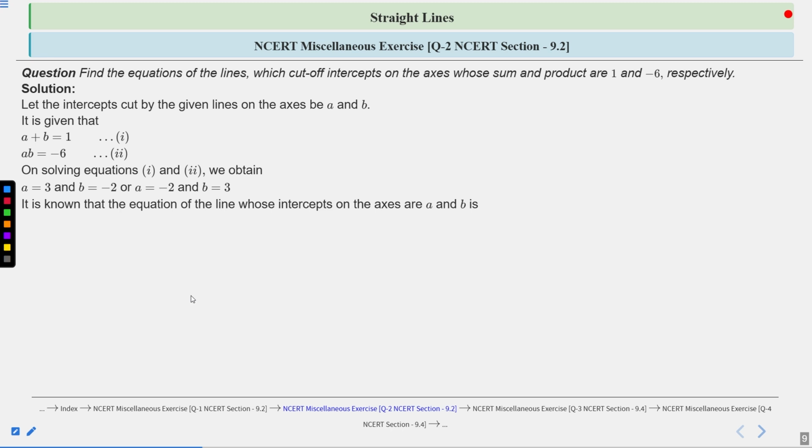All of you know about the intercept form of a line, that is x over A plus y over B equal to 1. If we now rewrite this equation, it becomes bx plus ay minus ab equal to 0.